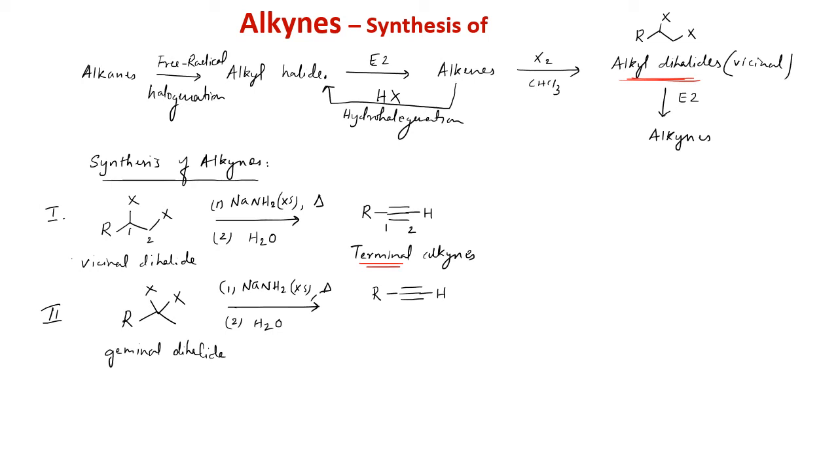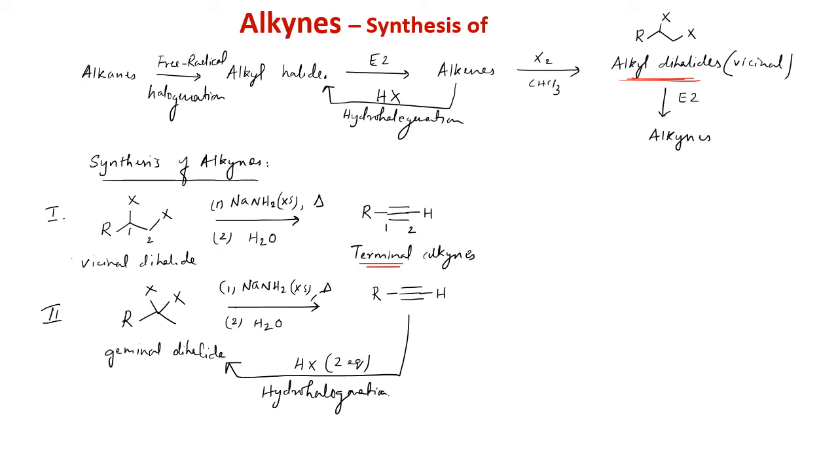The vicinal dihalide, as I said earlier, is obtained from alkenes. So that's the connection to alkenes here. The geminal dihalides are not made from alkenes. Actually, if you take an alkyne and you add HX to it, if you do a hydrohalogenation on it, two equivalents, then you will get a geminal dihalide. So this is a hydrohalogenation of alkynes that gives you the geminal dihalide.